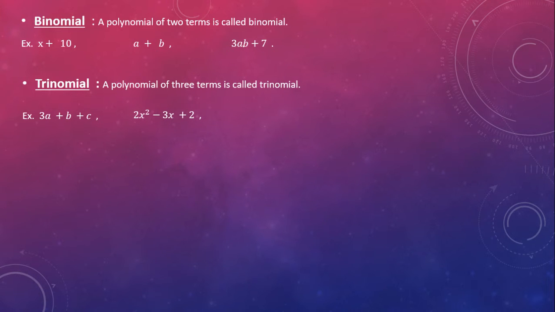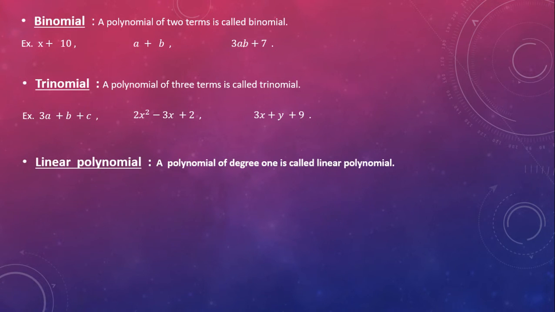2x square minus 3x plus 2. Here also three terms exist. Therefore it is an example of trinomial. The next, 3x plus y plus 9. There are also three terms. Therefore this is an example of trinomial. So mono means 1, bi means 2 and tri means 3.